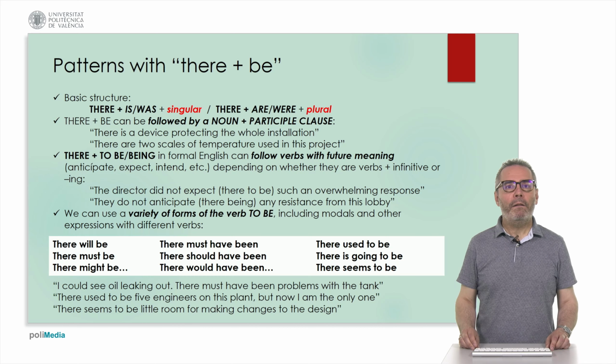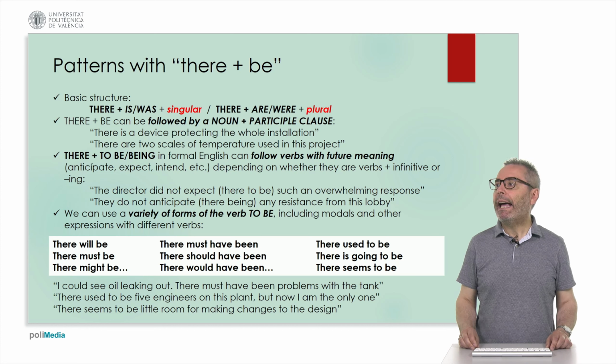We can use with there plus be a variety of forms in the verb to be, including modals and other expressions and different verbs, not only modal verbs. We can see here some examples. There will be, there might be, there must have been, or using other verbs such as there used to be, there is going to be, or there seems to be.